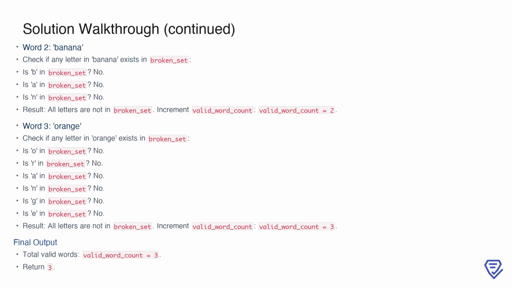Finally, we process the third word, orange. Again, none of its letters O, R, N, G, E are found in the broken set. Since all 3 words are valid, we increment the count to 3. The total number of valid words is 3, and we return 3 as the output for this example.